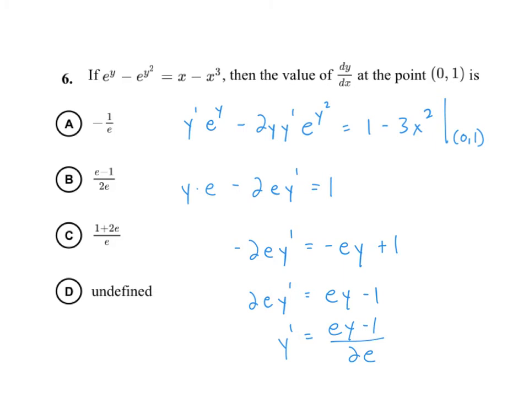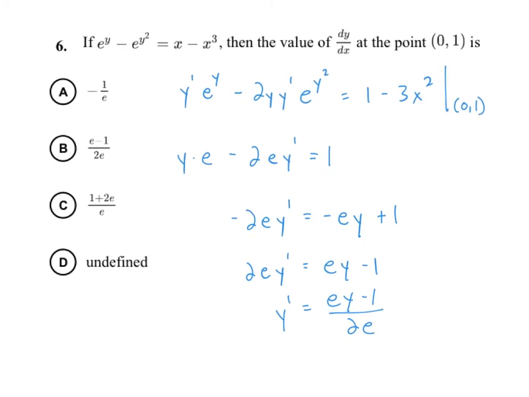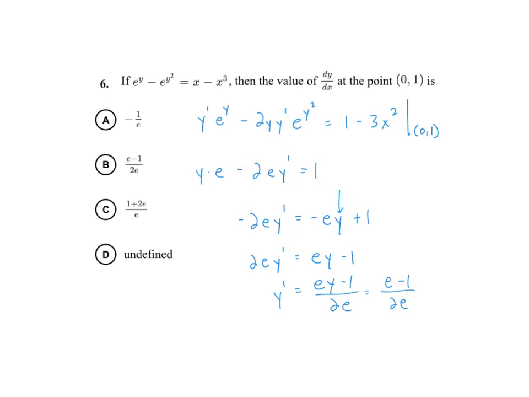Oh, that should just be an e minus 1. Yeah, I forgot to plug in 1 for that y. So we'll do it now. When that y is 1, then it's really just that. Okay, and then that's b.